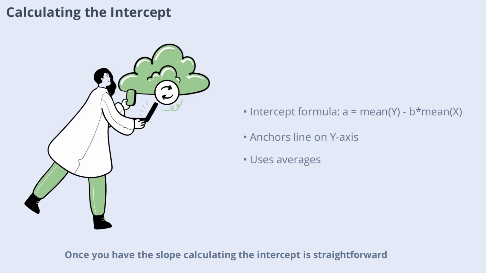Once you have the slope, calculating the intercept is straightforward. The formula is intercept a equals mean of y minus b times mean of x. This means you take the average value of y and subtract the product of the slope and the average value of x. The intercept anchors the regression line on the y-axis, ensuring it best fits the data according to the least squares method.